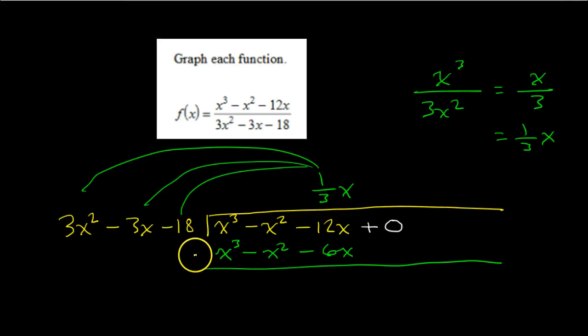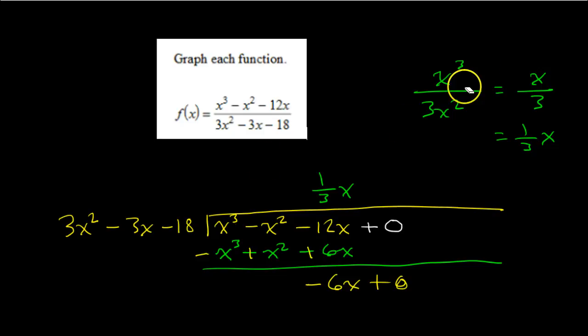Now I will subtract by changing the signs. So these will all change signs. These will cancel out completely, and this is going to leave me with negative 6x plus 0. I'm using that as a placeholder. Okay, so once again, now I start over and I divide.